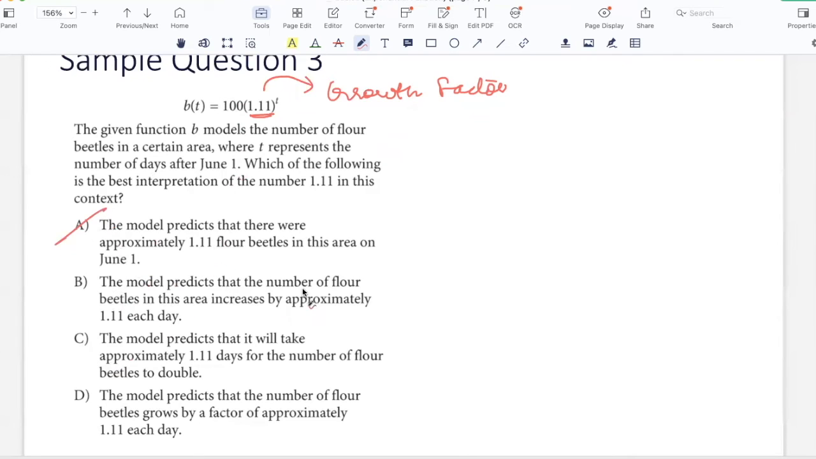The model predicts that the number of flower beetles in this area increases by approximately 1.11. No, this would indicate a linear function, so it's not B. The model predicts that it will take approximately 1.11 days for the number of flower beetles to double. No, that's not correct. 1.11 is not time, it's the growth factor. The model predicts that the number of flower beetles grows by a factor of 1.11 each day. So that's exactly what we want. So it's D.